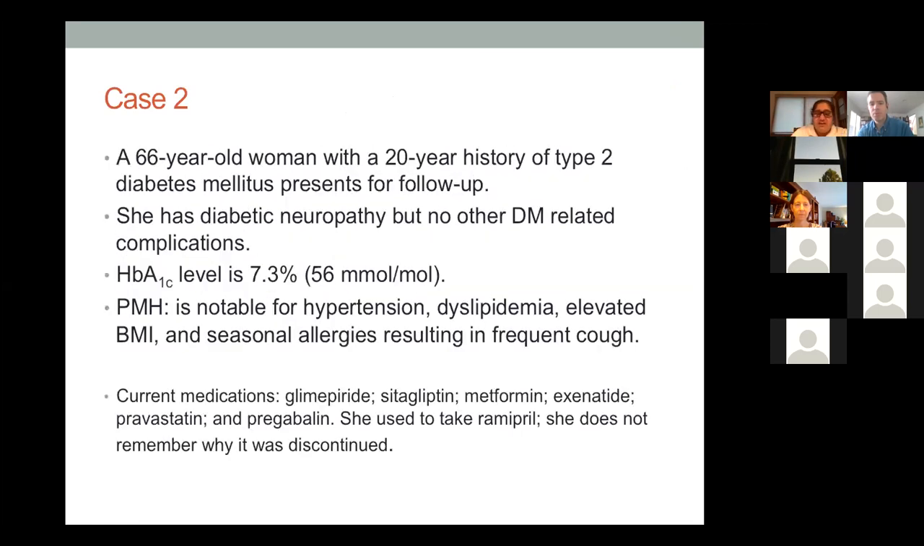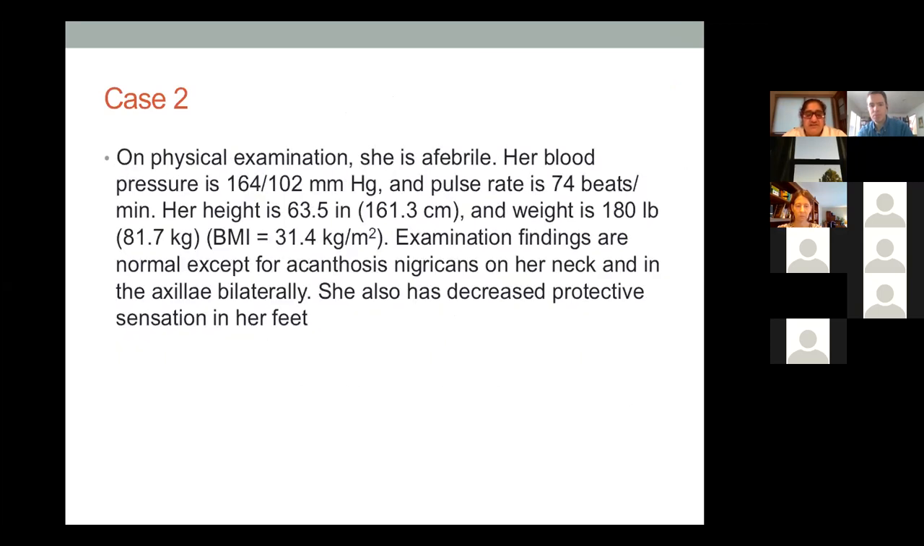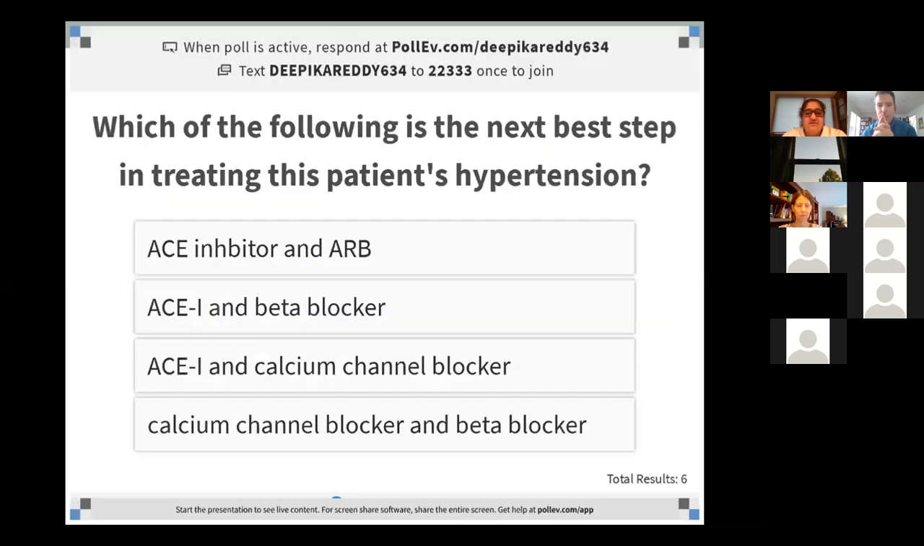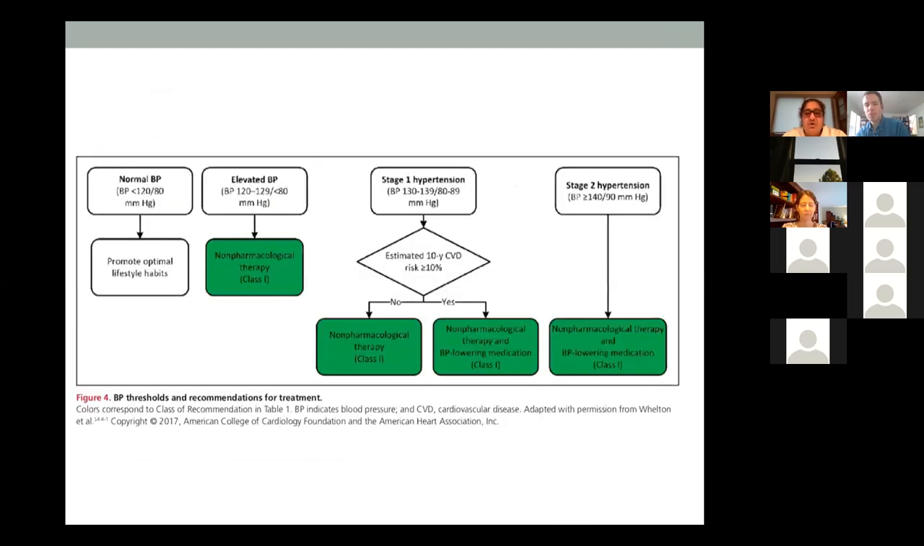Now, this is a case that I wanted to present very quickly. A second case, 66-year-old with type 2 diabetes, A1C is 7.3. But in this case, she has a blood pressure of 164 over 102. She has acanthosis nigricans and decreased protective sensation. Again, I'm not going to do the question. So here are the guidelines on blood pressure.